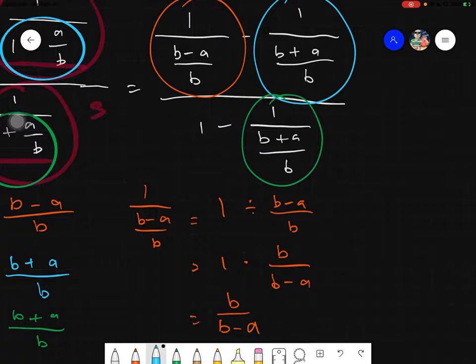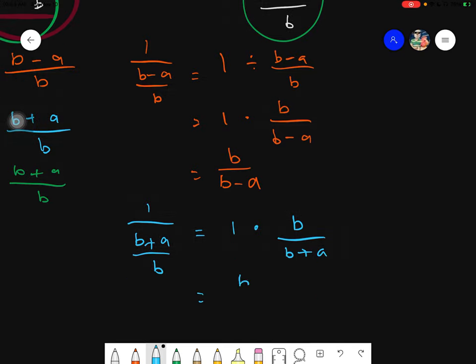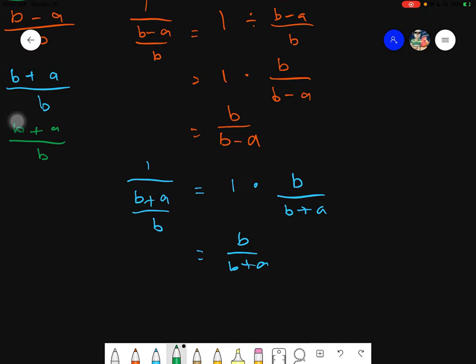And as for the blue one, it's the same structure. It's 1 over, but instead of minus, it's plus, over b. Of course, same concept. You will reciprocate. Okay, I will reciprocate immediately. So it's b over b plus a. And then again, the green one is the same as the blue one. So therefore, for the green one, it's just the same. It's b over b plus a.